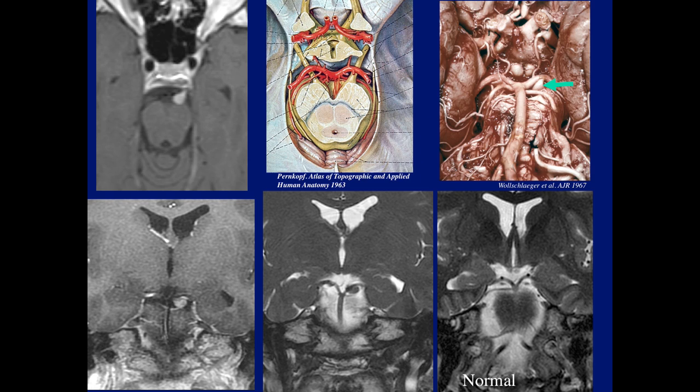And here it is on the axial postgado. Here it is coronally. Here's a nice coronal T2, again showing the position between the posterior cerebral and the superior cerebellar artery, normal for comparison. So it's either of these two possibilities.